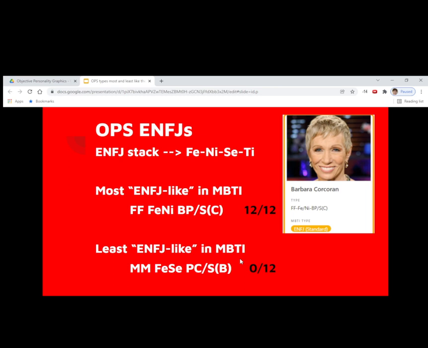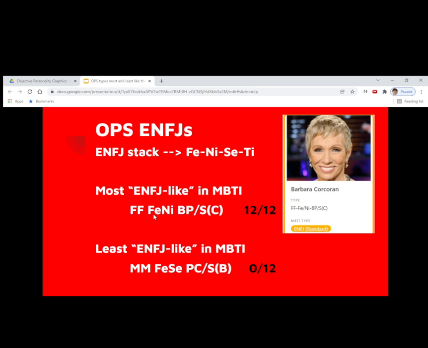The function stack in ENFJ is FE, NI, SE, and TI. In objective personality, which one best fits the MBTI ENFJ? That one would be double feminine, FENI, blast, play, sleep, consume. Now remember that with FE, the feminine FE scores, not the masculine one. That one is the exception to the rule.